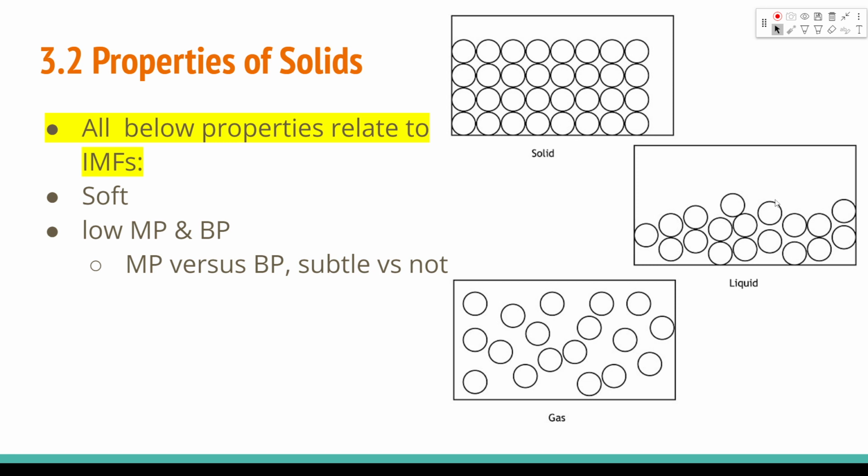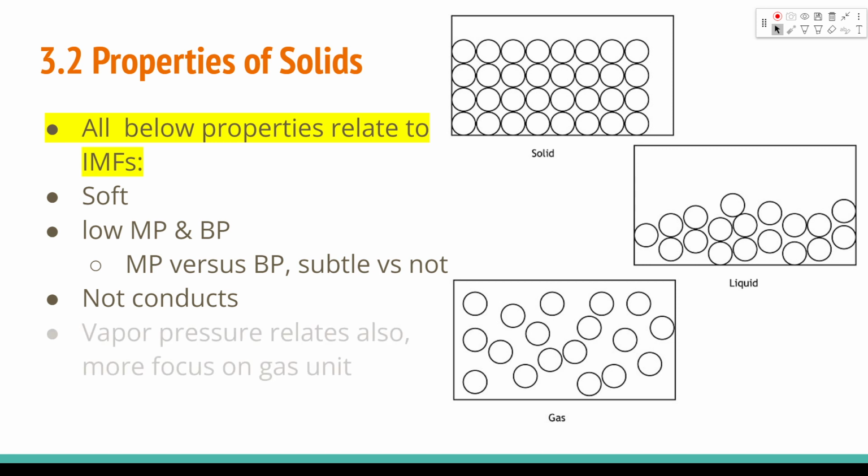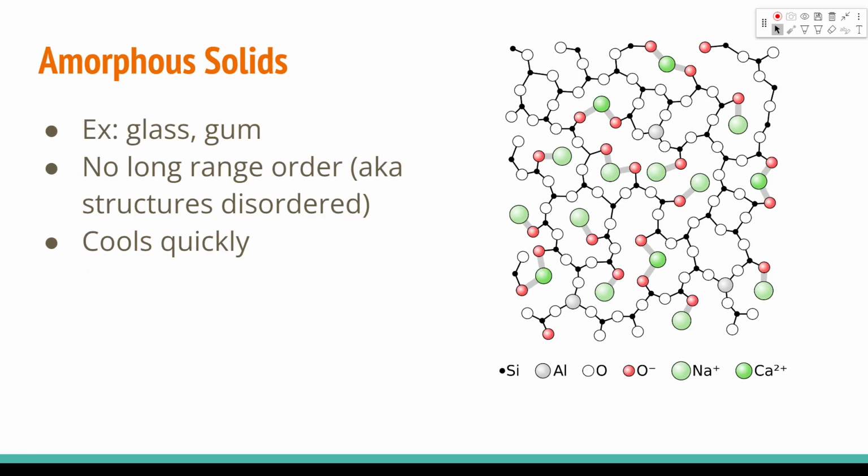Boiling point, not so subtle, liquid versus gas. Gases are farther apart, so you want to be careful about that. They don't conduct. We talked about this last section: molecules can't transport electrons in the ways that ions can, so that's why they can't conduct. And then vapor pressure. We'll talk about vapor pressure more in the gas unit, but it does get affected by IMFs. Cool.